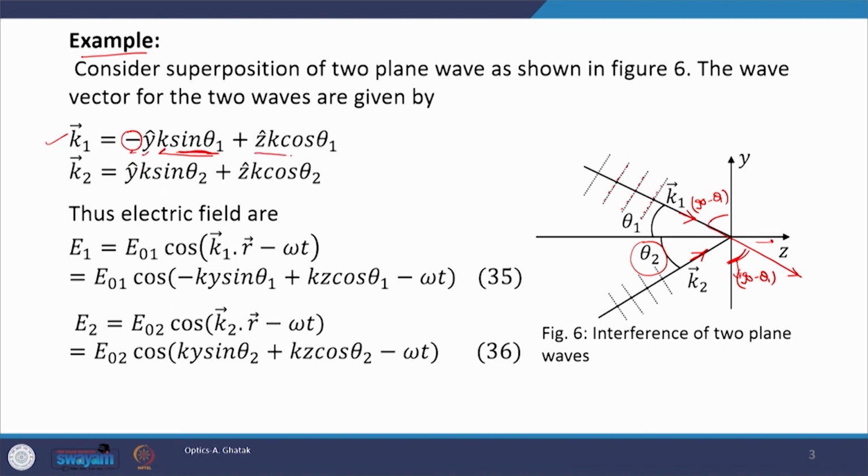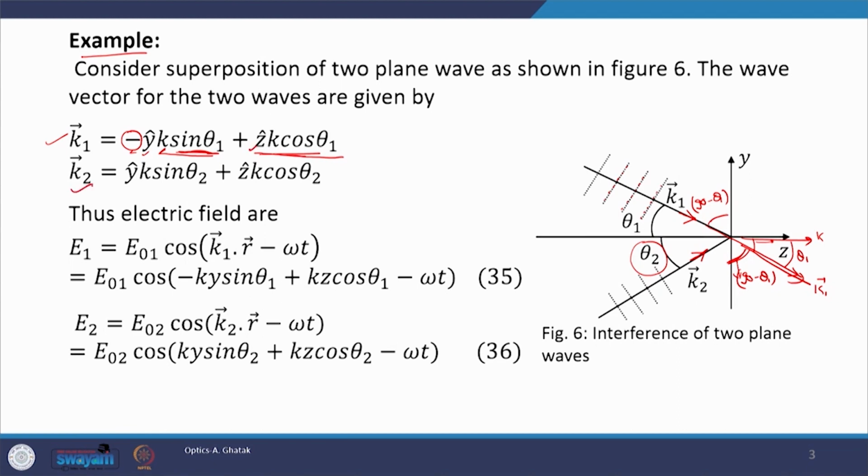Similarly, the z component of the wave vector k1 is expressed by this second term, where z cap is the unit vector along z axis, and k cos theta 1 is the component of this vector along z axis. It is k1 here, and this angle is theta 1, therefore, the component would be k1 cos theta 1. Here if we take the mod of k1, that is equal to k, and z cap represents the unit vector along z.